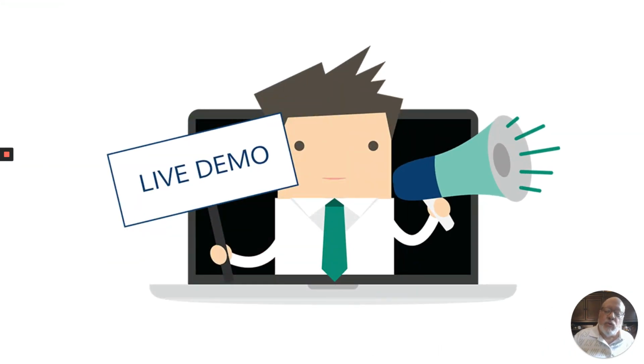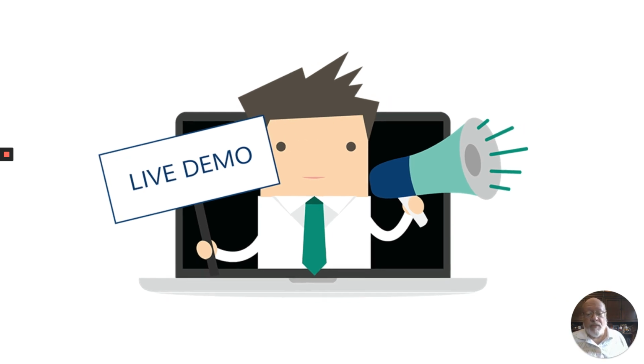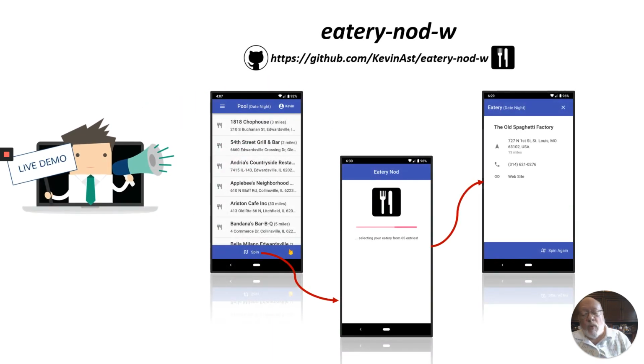Okay, to make sense of this, we're going to be looking at a real application that uses Feature U. I'm going to give you a quick orientation to the app to familiarize yourself with its features. Eatery-nod is a web app that randomly selects a restaurant from a pool of favorites. So my wife and I have a steady date night with another couple, and we're always indecisive about which of our favorite restaurants we wish to frequent.